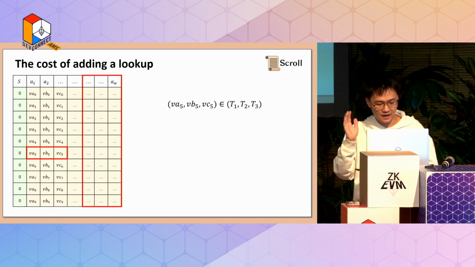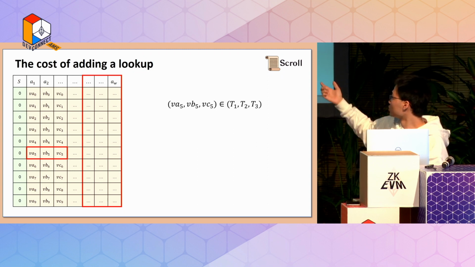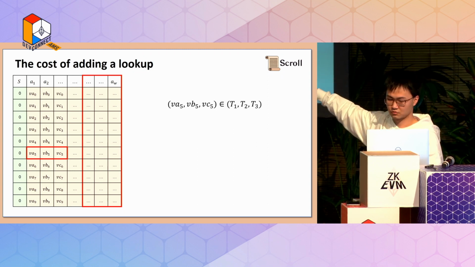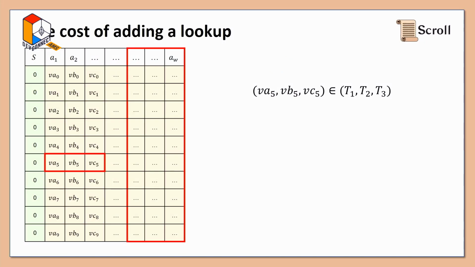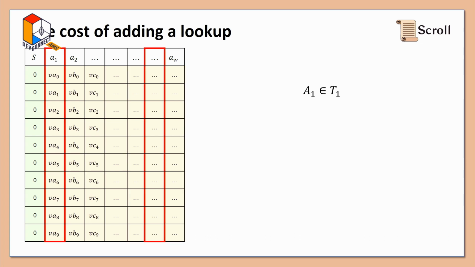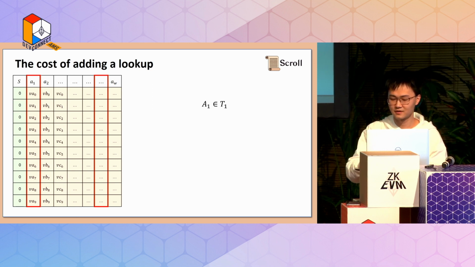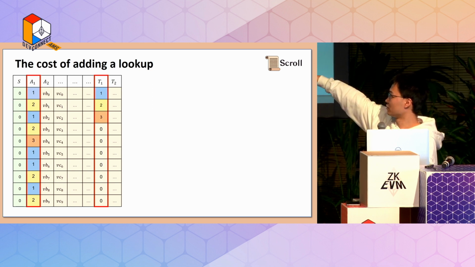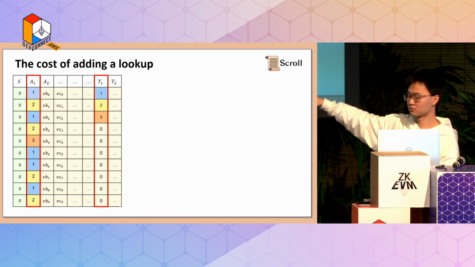Let's look at the cost of adding a lookup. What you usually do when writing a circuit is that you have a tuple, and each tuple is some expression. To simplify, I will just write VA5, VB5, VC5, and you look up this entry in some lookup table, to check whether this entry belongs to that table or not. Let's look at what kind of polynomials it generates. A traditional plookup, or lookup argument, defines a relationship between two columns. For example, the A1 column belongs to the T1 column. I will give you a concrete example. First, you fill up the first column with 1, 2, 1, 2, 3, 1, 1, 2, 1, 2, and it belongs to a table that only has 1, 2, 3.